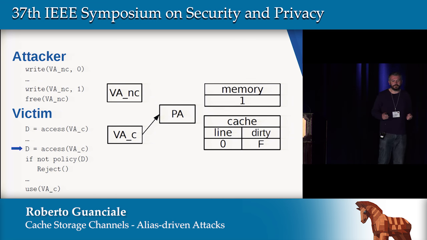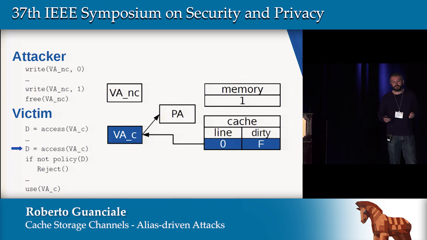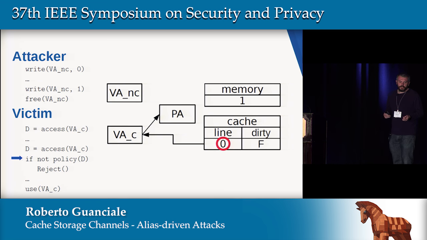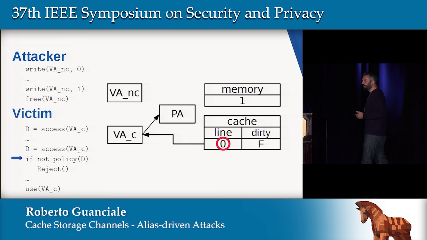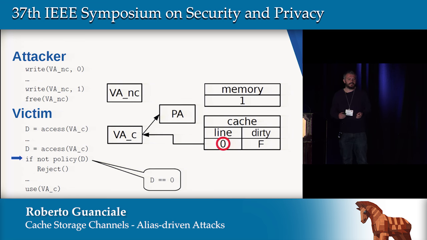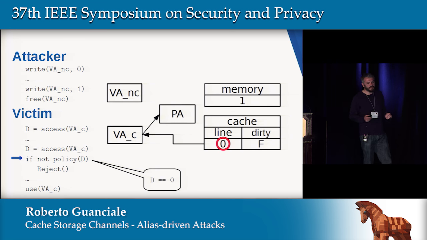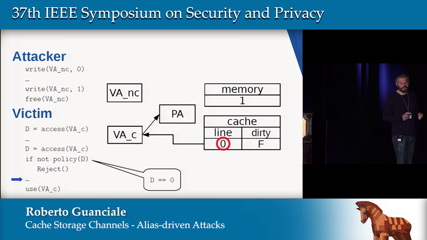So the victim now checks the request. It reads the request using the cacheable alias, so it accesses the cache. It basically reads zero. It checks this value against the security policy. Let's say that the policy is that the value must be zero. In this case, the policy is satisfied. The request is accepted and not rejected.